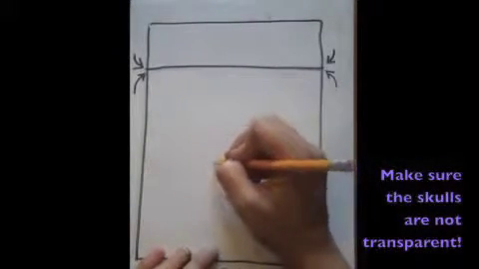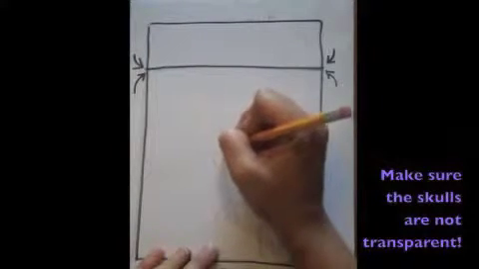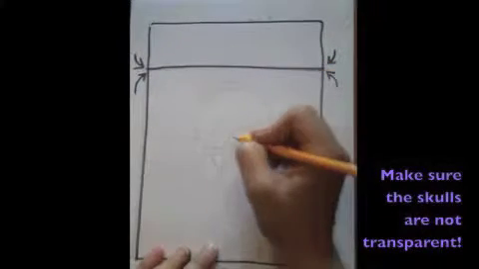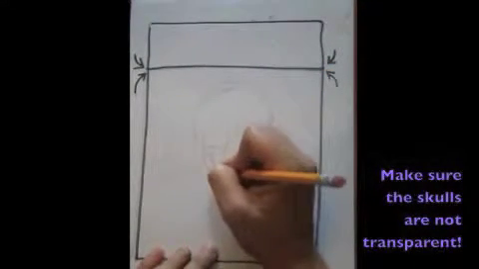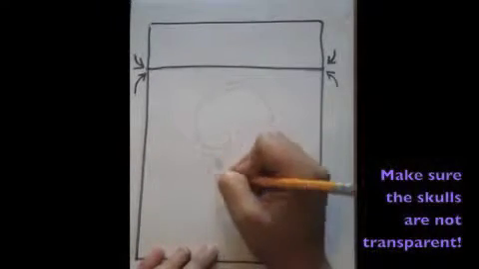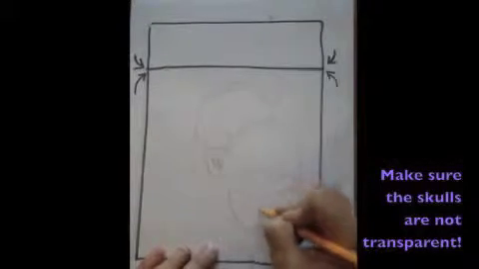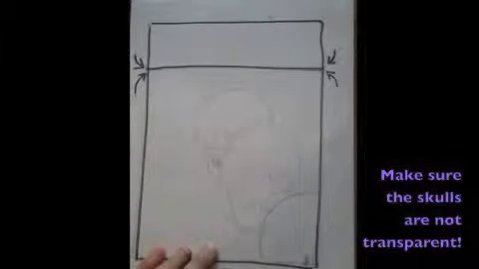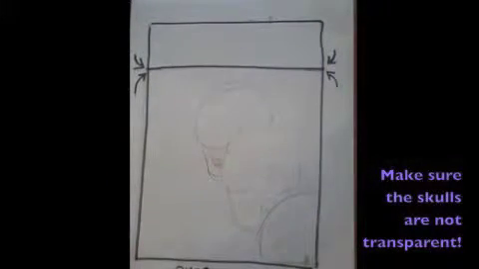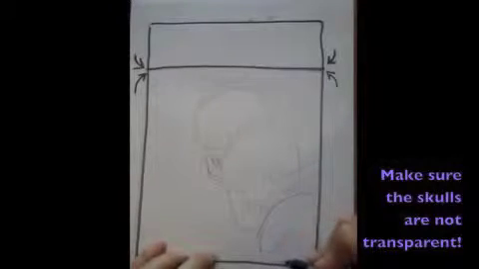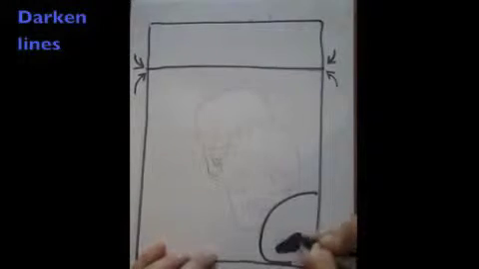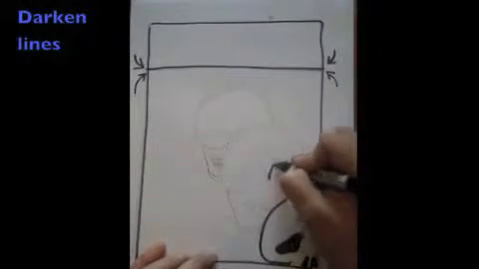Make sure the skulls are not transparent. So you can lightly draw in the entire skull and then erase out where one is in front of the other. But it's very important that they are not transparent. They have to be opaque skulls, not transparent. Once you have them placed where you like them, with your light lines, then darken in your lines.